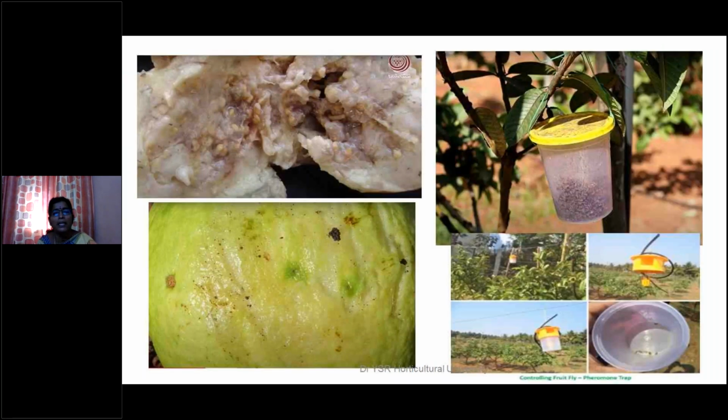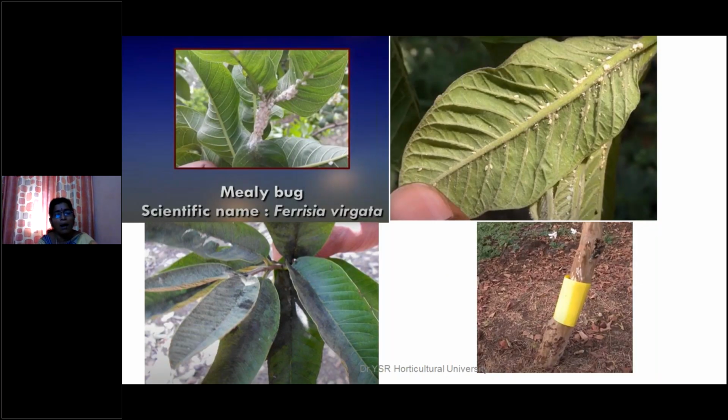This is the mealybug. It sucks the sap from the leaves, both adults and nymphs. Because of that, the plant will have stunted growth. Mealybugs also secrete honey-like substances, and this again attracts fungus, so the plant becomes black with sooty mold.